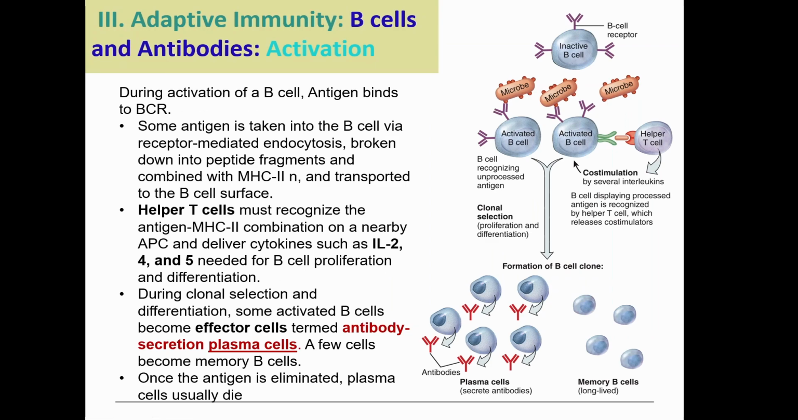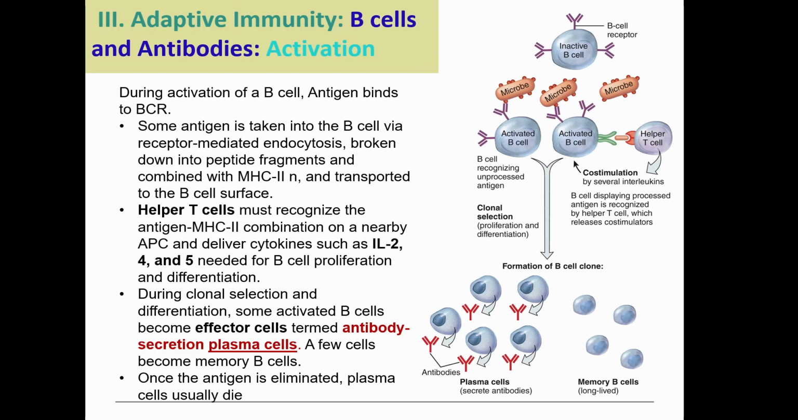So when we activate a B cell, antigen binds to the receptor. Some of that antigen gets taken in. We use endocytosis, bring it in, and break it down. Then we use our MHC2 to put it on the surface, because remember, MHC2 is going to be used by immune cells. So we put it on the surface, and then helper T cells are going to see the antigen and MHC2 combo. They're going to deliver cytokines like interleukin 2, 4, 5 to increase B cell proliferation, increase our numbers.